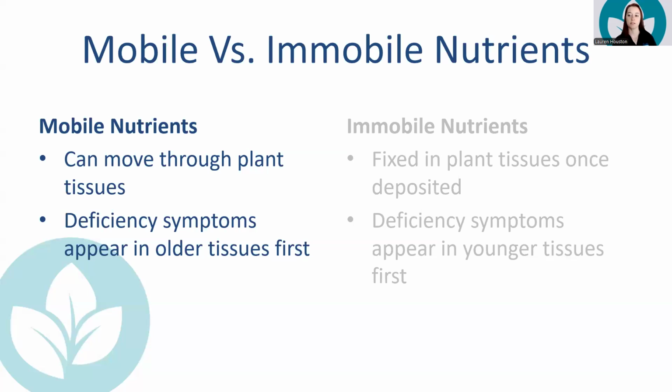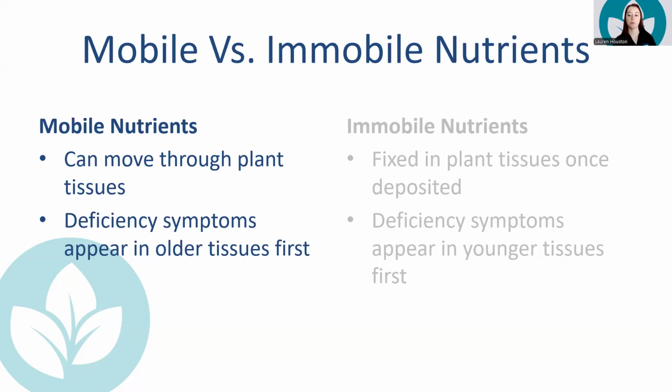Next, let's discuss the differences between mobile and immobile nutrients. Many of you may remember this information from our webinar on macronutrients, but understanding which nutrients are mobile and immobile can go a long way towards identifying deficiency symptoms. Mobile nutrients can move through plant tissues. Once a nutrient has been deposited in the plant, it's able to be resolubilized and moved to where it's needed the most in the event of a deficiency.